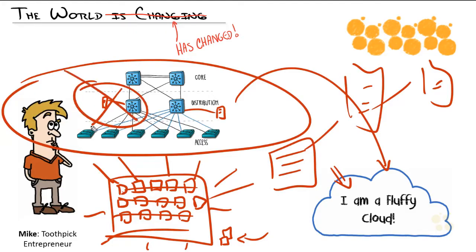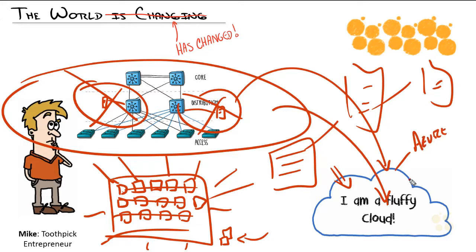Mike doesn't have his servers at the business anymore. They've been exported. They're located in a place like Azure or AWS. Or maybe he's using Office 365 to store all of his data, which is just a more user-friendly version of a cloud. These are all known as public clouds. And I'll talk about the cloud later.